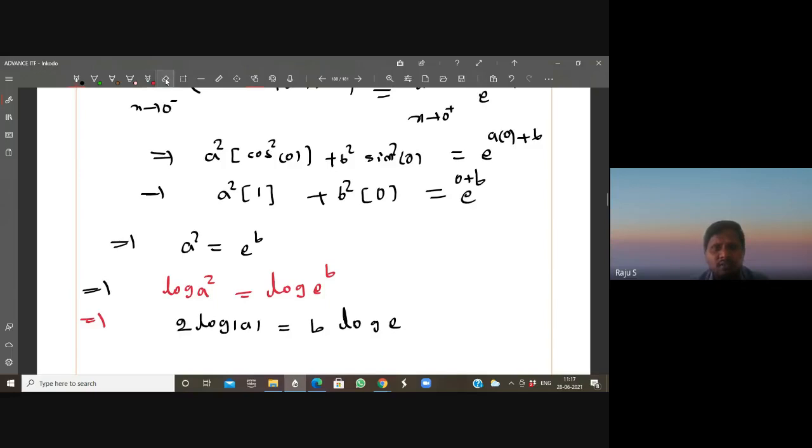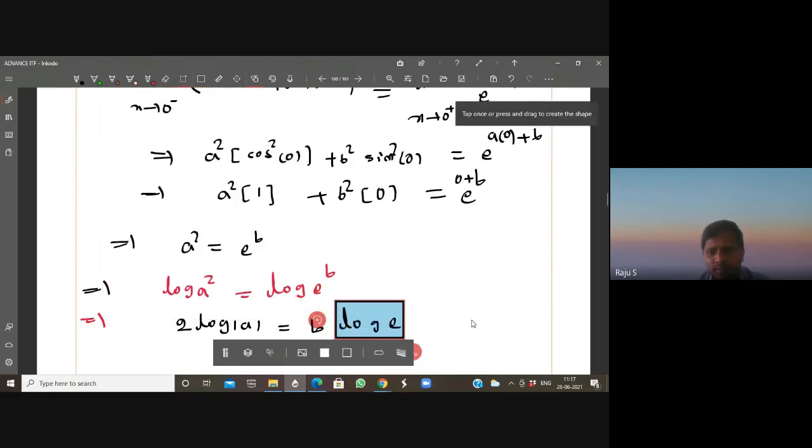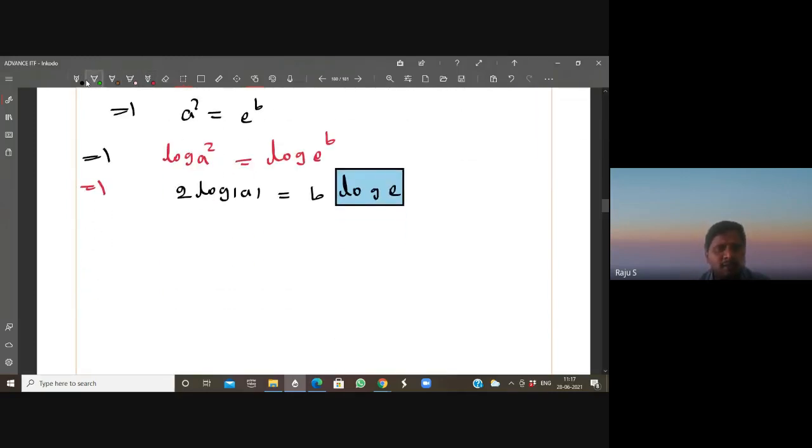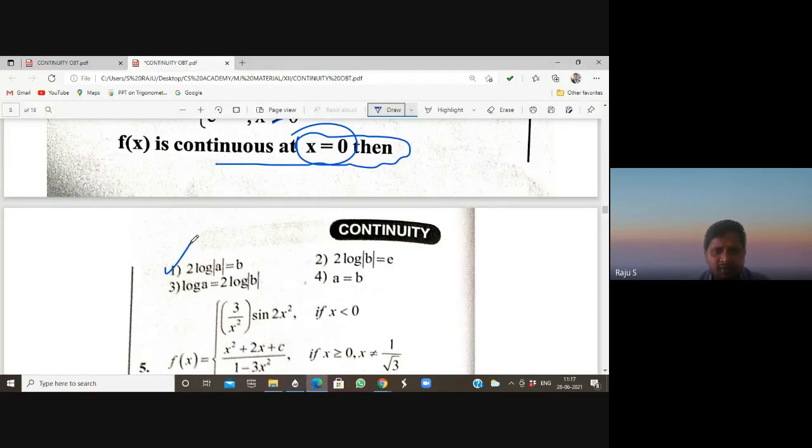Anyone can say, what is the log e value? I hope everyone knows that value. Log e is nothing but log with base e, so it is always 1. Log e value is 1. So finally we got b is equal to 2 times log a. The first option is correct.